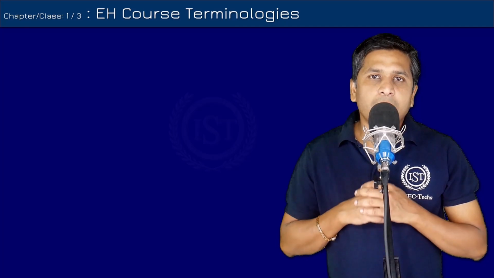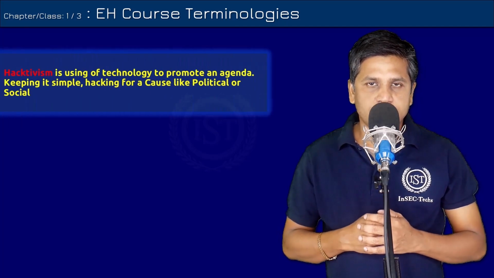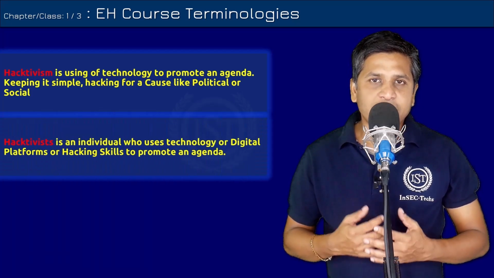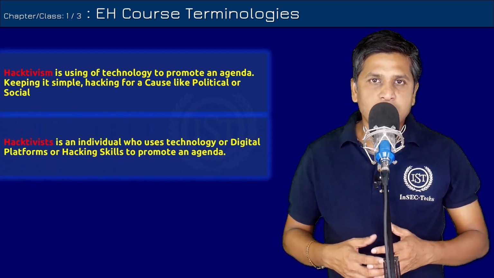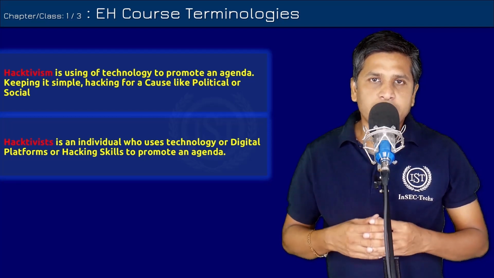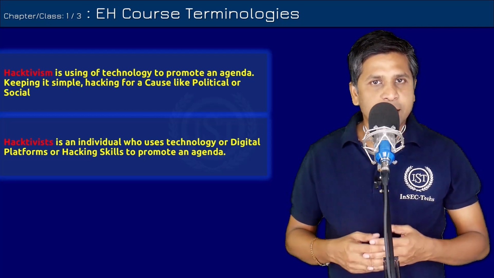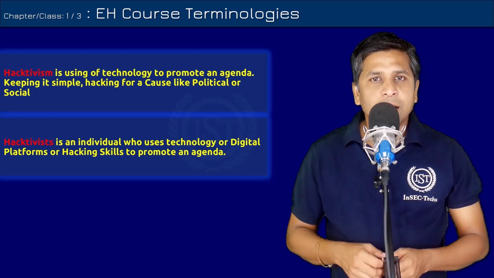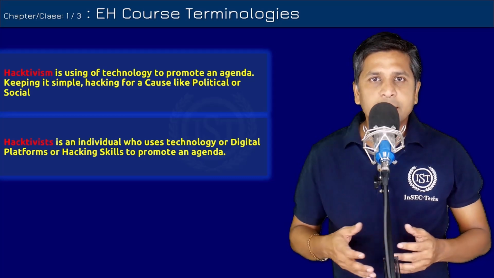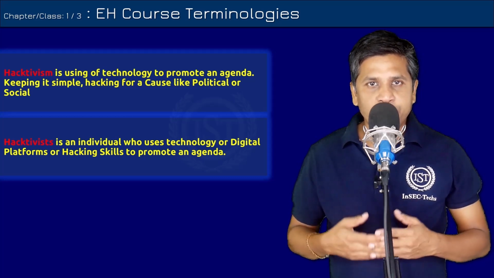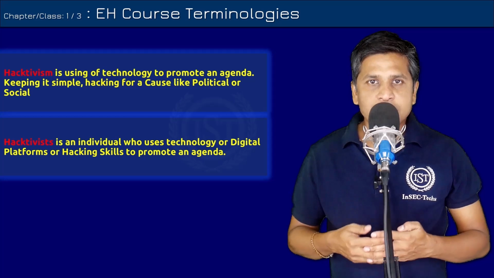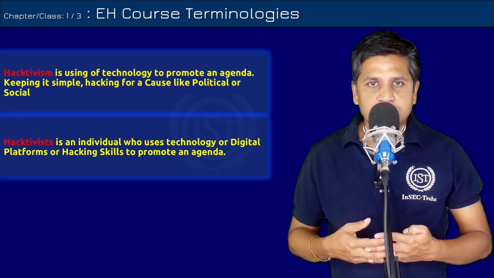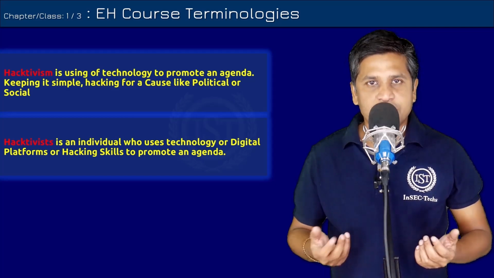Hacktivism. Hacktivism is hacking for a cause. Hacktivism can be defined as using technology, like computing skills or hacking skills, to promote an agenda. The agenda could be a social agenda, a political agenda, a religious agenda, or any other views or thoughts. So basically hackers or individuals who have the ability to hack and who promote an agenda are called hacktivists, and the practice is called hacktivism.